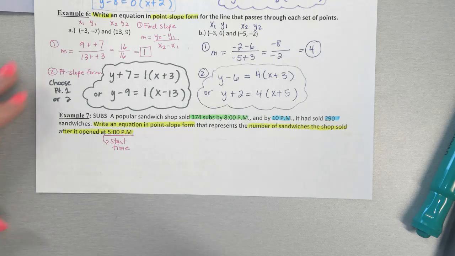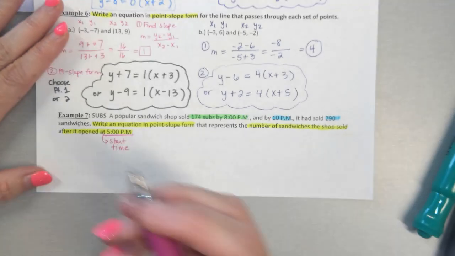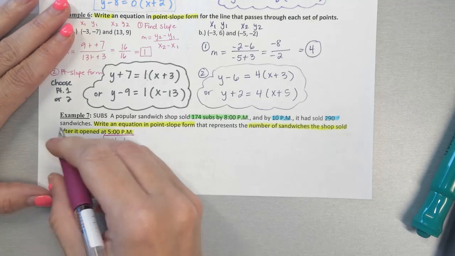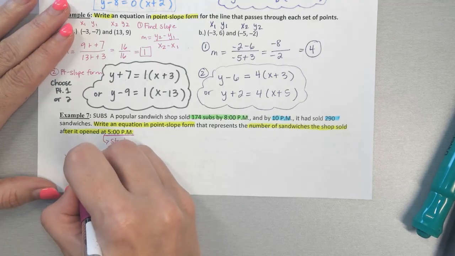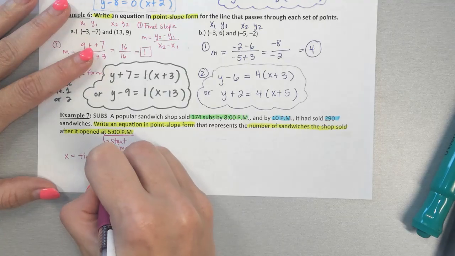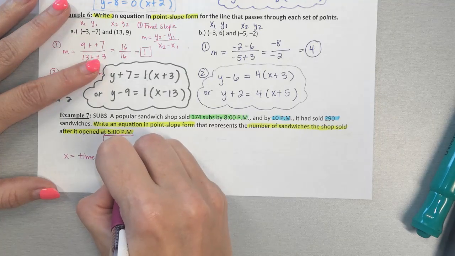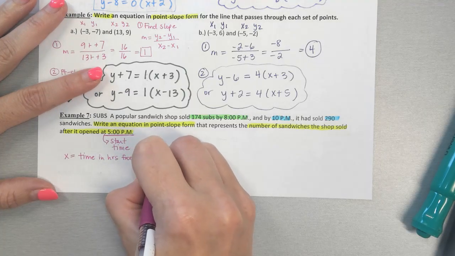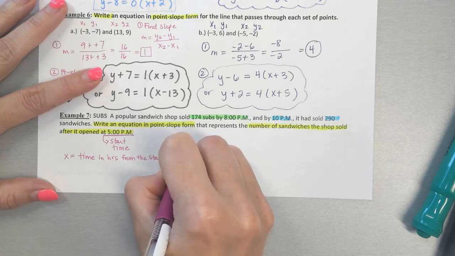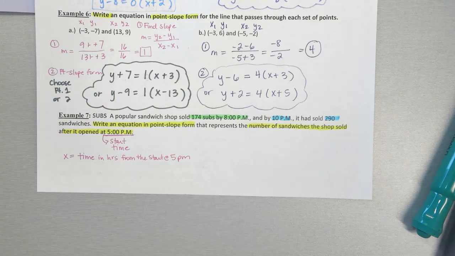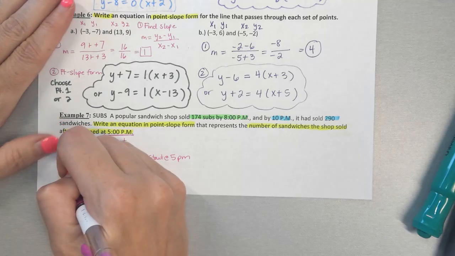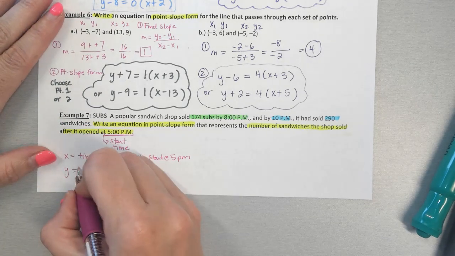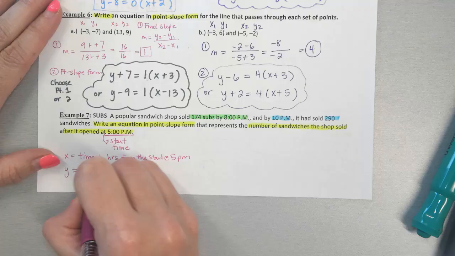And then when we're defining our variables, we want x to be the time in hours from the start at 5 p.m. So 6 p.m. would be 1 hour, 7 p.m. 2 hours, so on and so forth. y is the output, and that's going to be the number of subs that you make, so we'll just put subs.